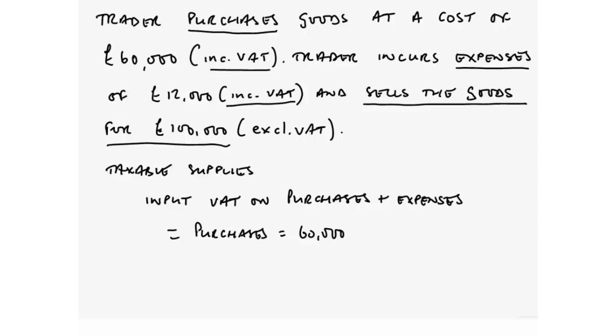So if we're going to calculate a VAT inclusive figure, how do we calculate the VAT on that figure of £60,000? We do not take 20%.